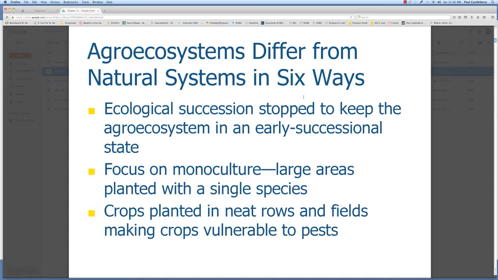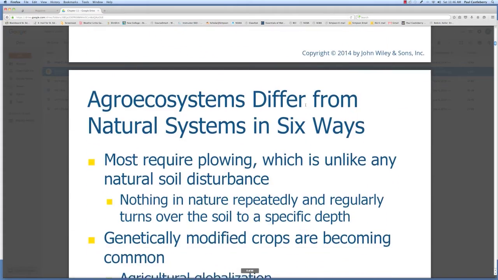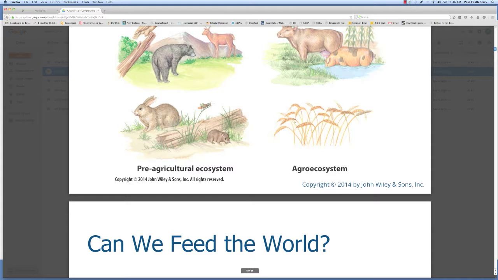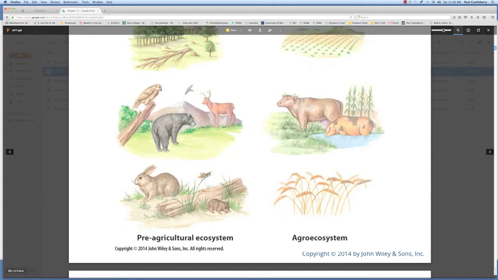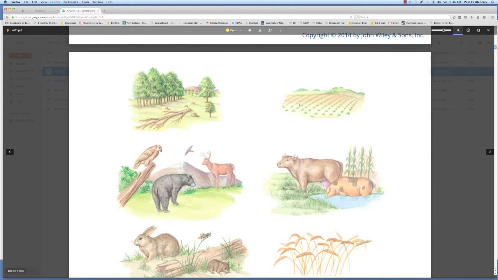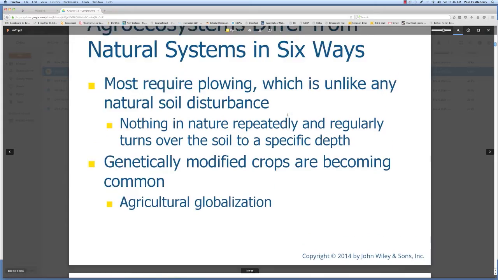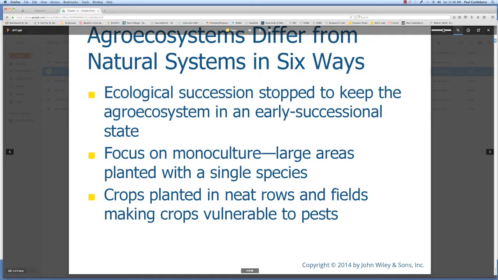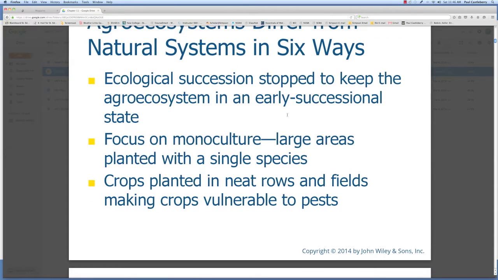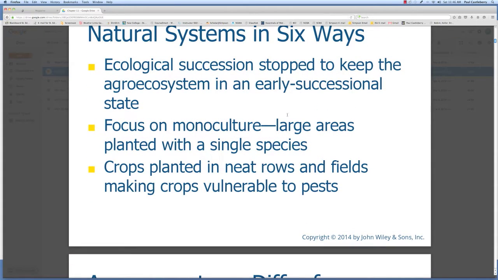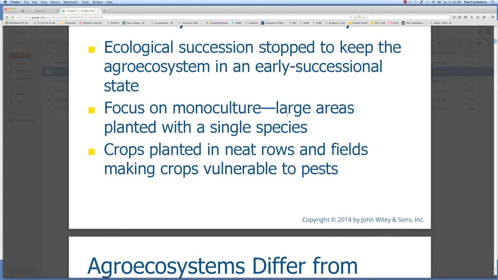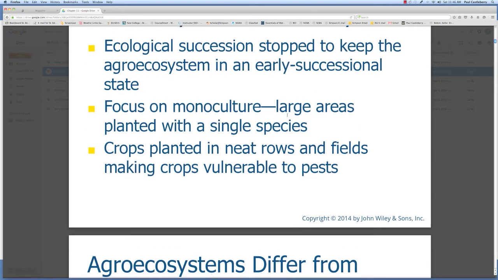What I've described below in the pictures is what we call monoculture. Large areas planted with a single species. So in this particular case, you see wheat down here. And I'm not exactly sure what this would be here, but there's a single type of crop. So we refer to that as a monoculture: large areas planted with a single species. In other words, crops planted in neat rows and fields.